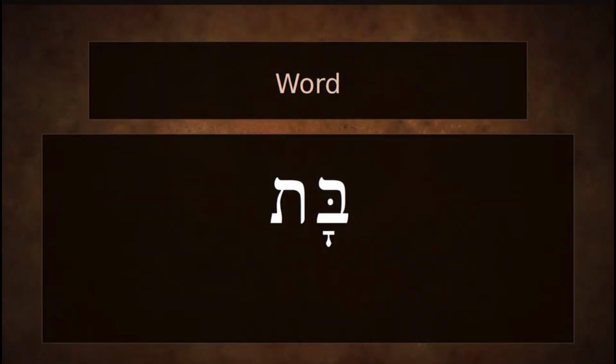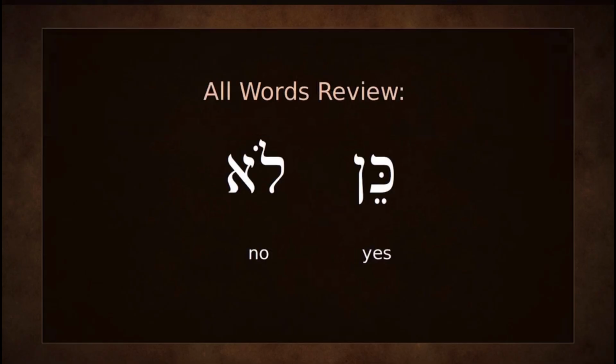Finally, we have this word, beit tav, with a kamatz under the beit. Again, this beit has a dagesh, so it is pronounced ba. Kamatz is a, and tav is t. Altogether, this is pronounced bat. Bat means daughter. Let's do a quick review of all the words that we've learned in the last 7 lessons.